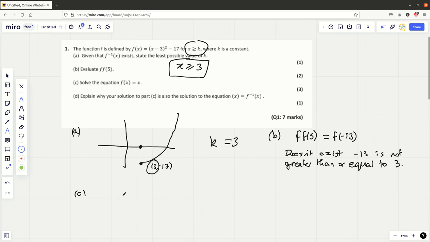Okay, part C. We've got solve the equation f of x equals x. This isn't too bad because you're just going to make x equal (x minus 3) squared minus 17. Whatever you do, you want to essentially turn this into a quadratic. So if we multiply that out, we're going to get x squared minus 6x plus 9 minus 17.